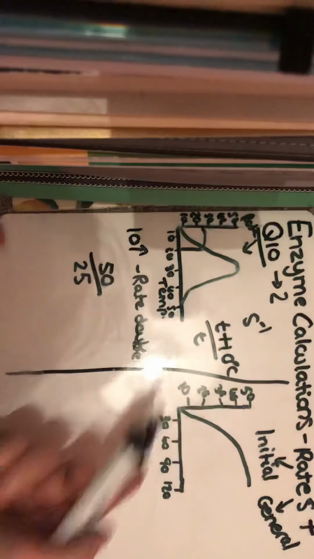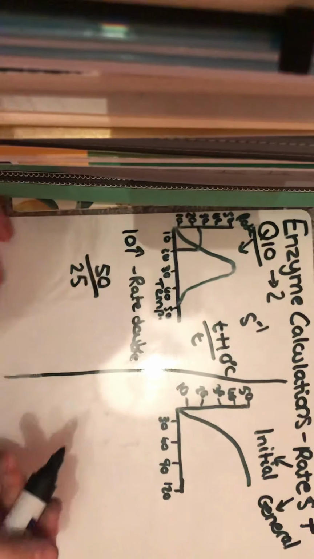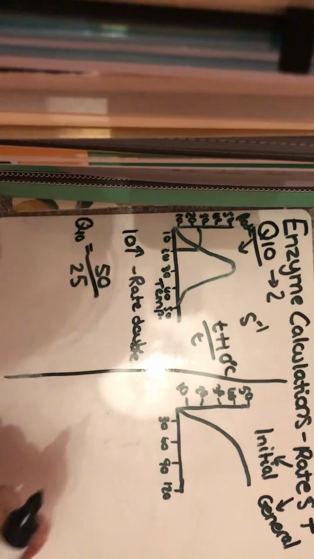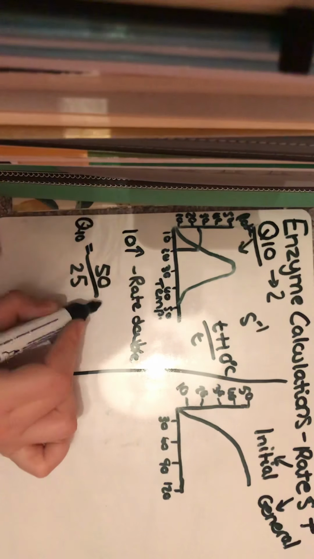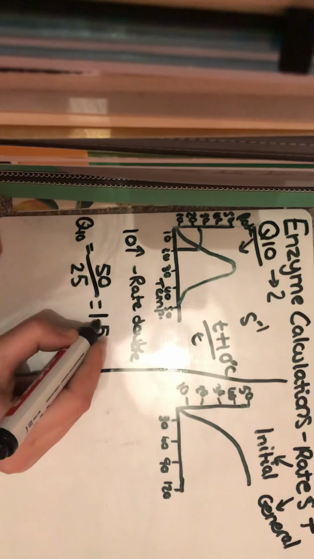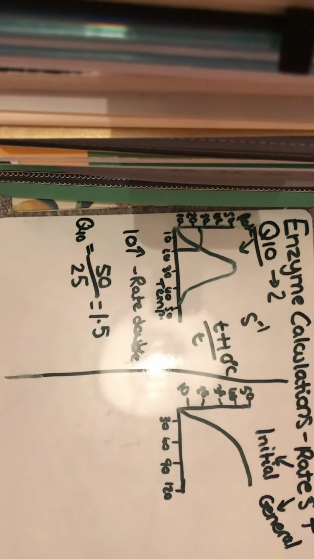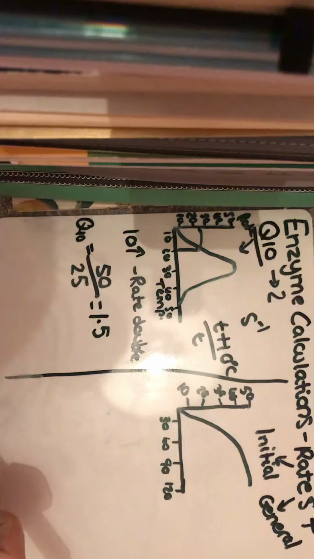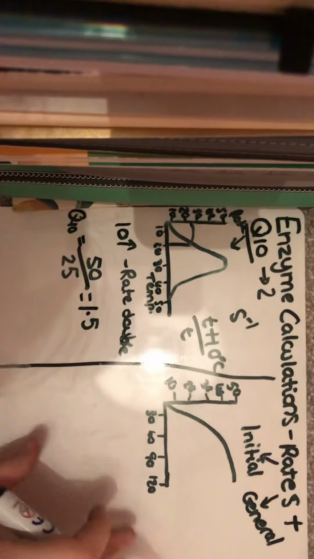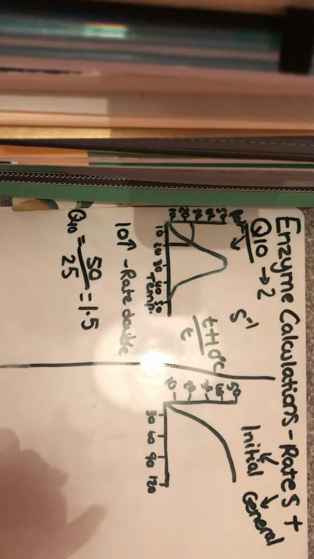In this case, I've just made these up, they're probably not realistic, but Q10 would equal 50 divided by 25, which would be 2, I think. Might have to go and double check that. My maths isn't good, I've done it without a calculator. Anyway.